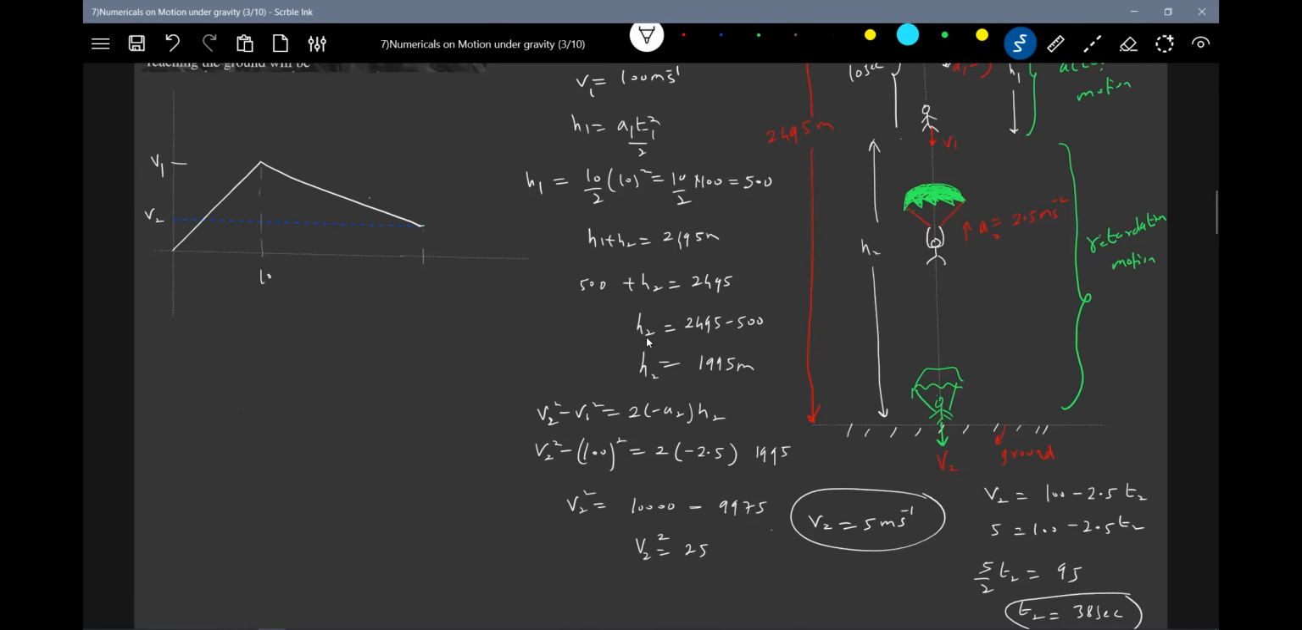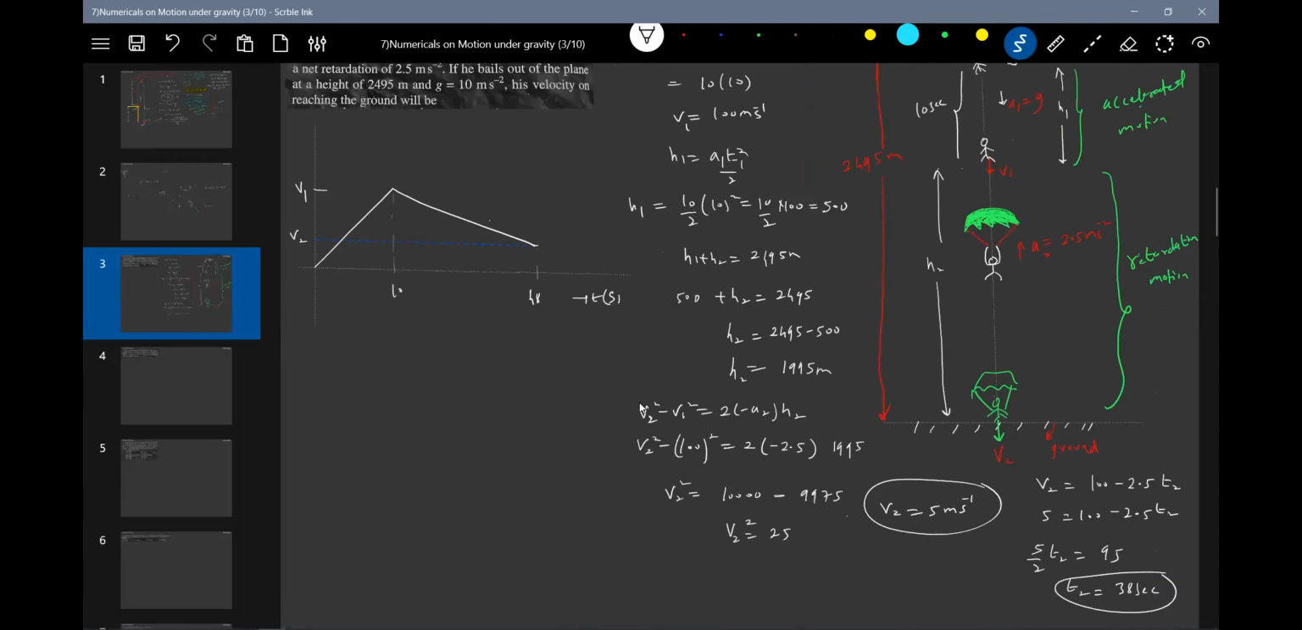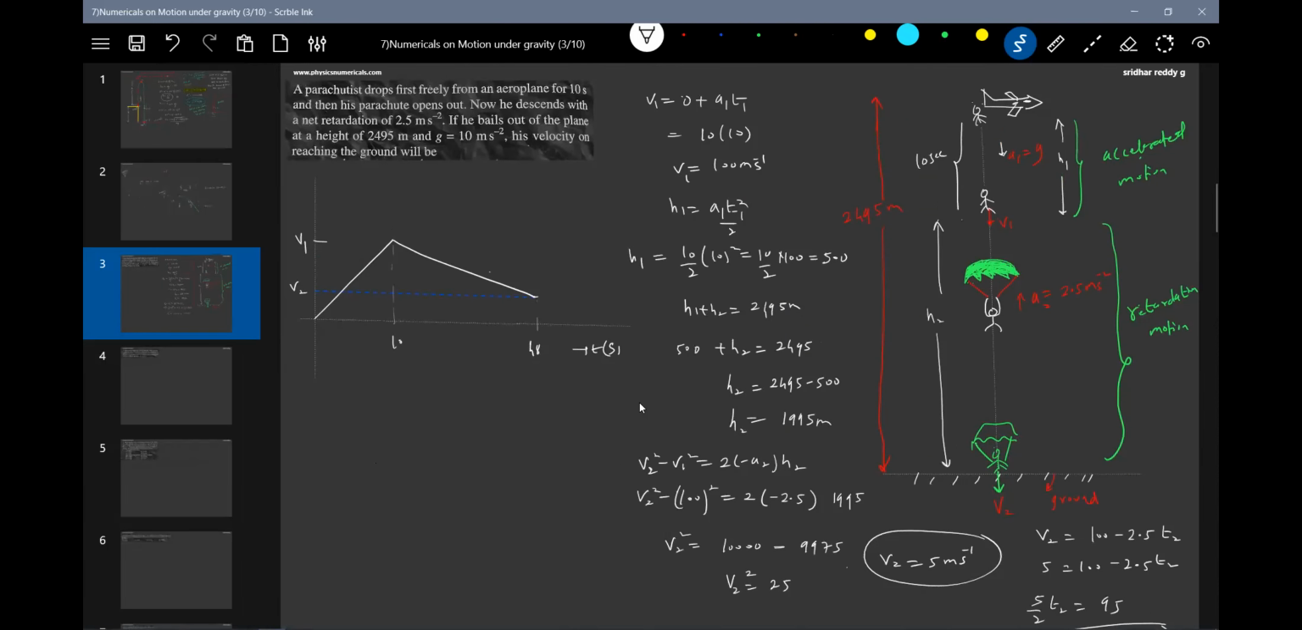So shall we write this? This will be how much? 48. See this, the problem is very beautiful. Okay, that's about the VT graph.